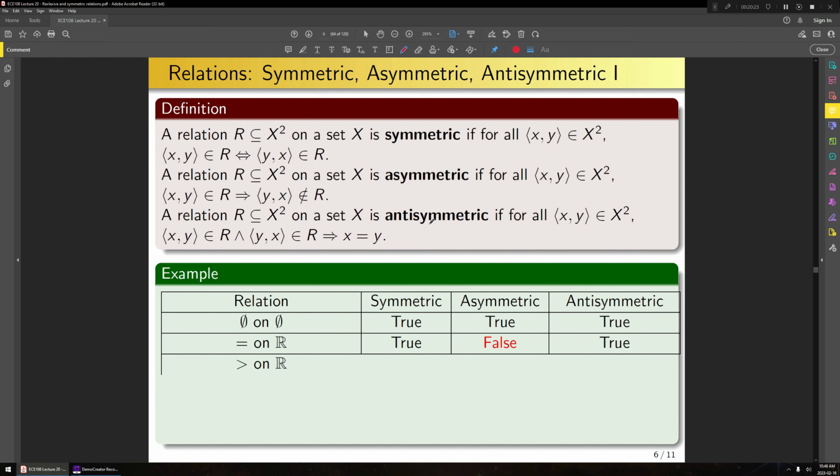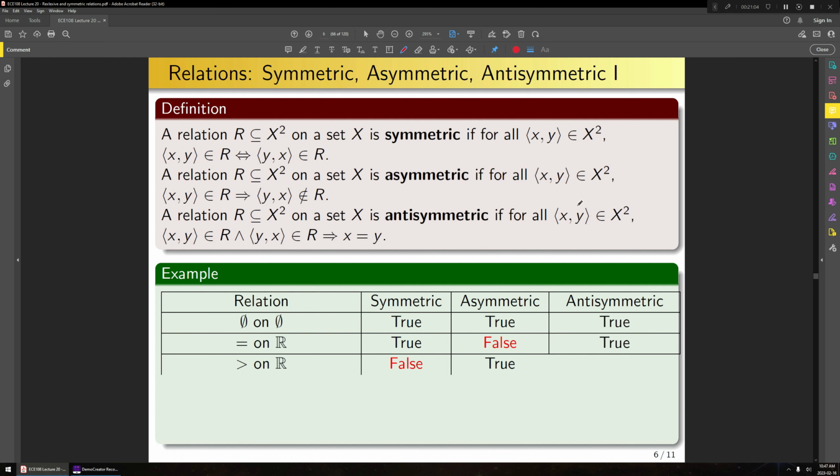Okay. Greater than on the real numbers. So just play the same game, right? If x is greater than y, is that true if and only if y is greater than x? Well, no, right? Pretty clearly lots of things break. 2 is greater than 1, but 1 is not greater than 2. So that's a counterexample. So for asymmetry, is it true that if A is bigger than B, then B is not bigger than A? Yeah, so true, right?